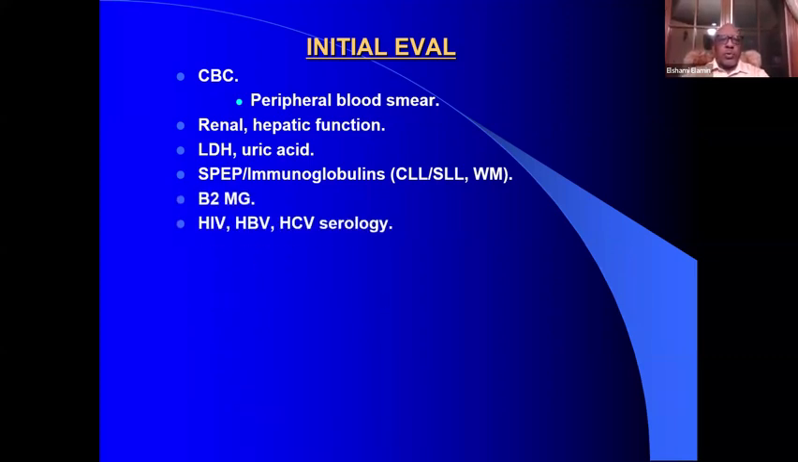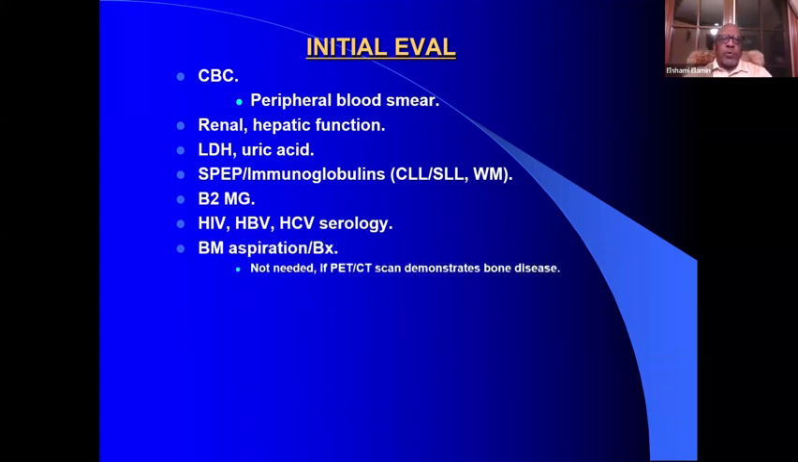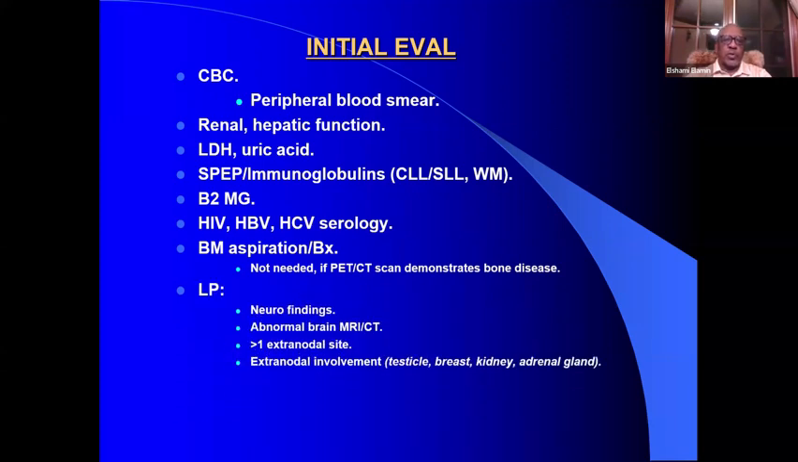The beta-2 microglobulin is a kind of a marker. HIV testing is very important. Hepatitis B and C serology. Bone marrow test is not typically done, especially if a PET scan is done, which shows bone disease, we don't need a bone marrow, but otherwise you may need a bone marrow in case of pancytopenia or cytopenia, any of the cytopenia.